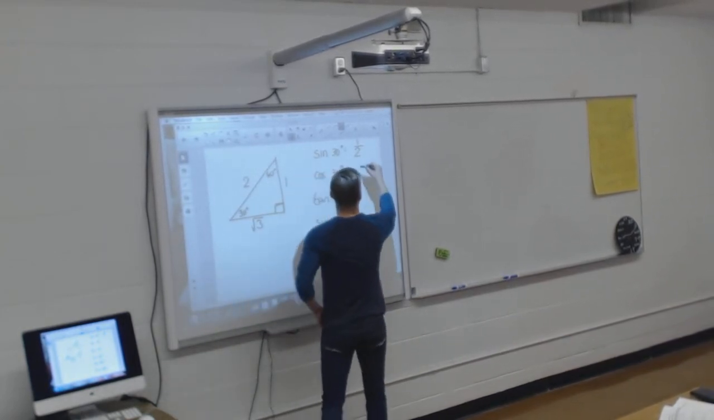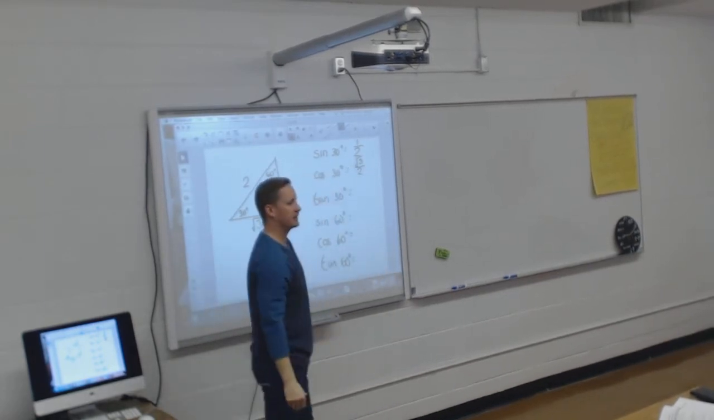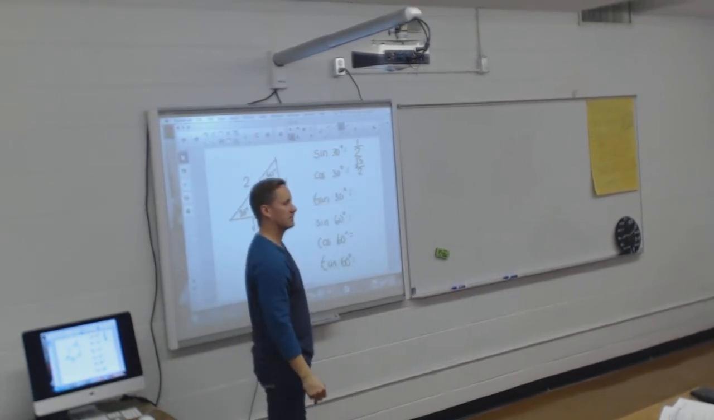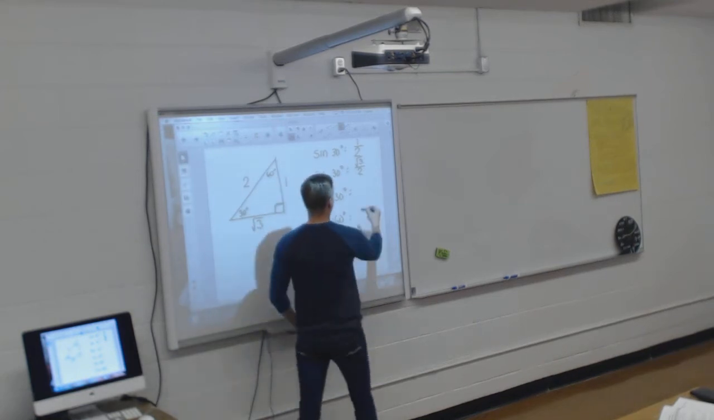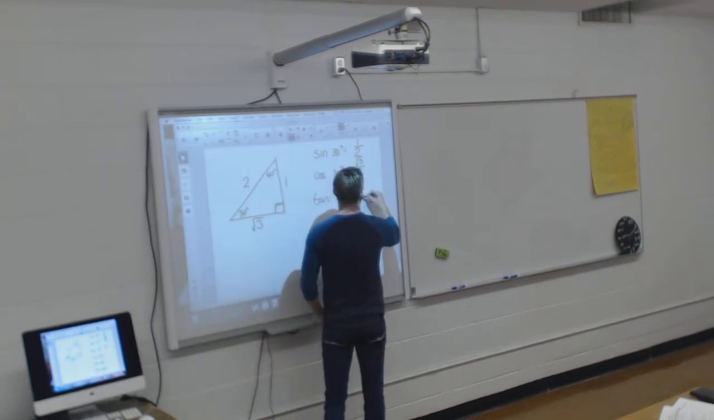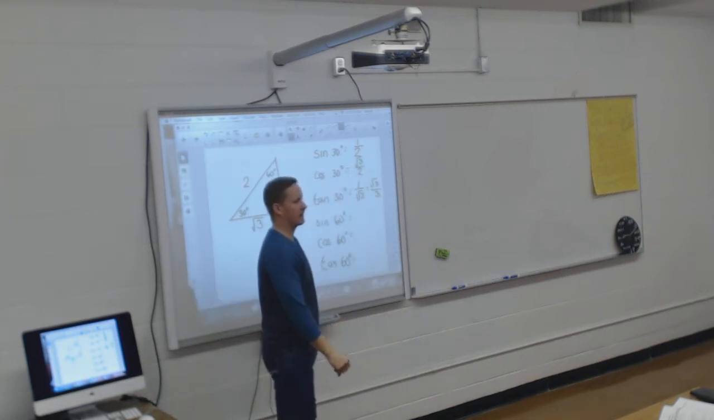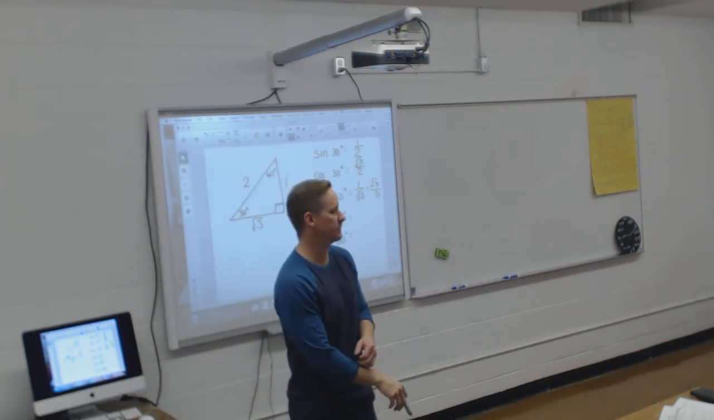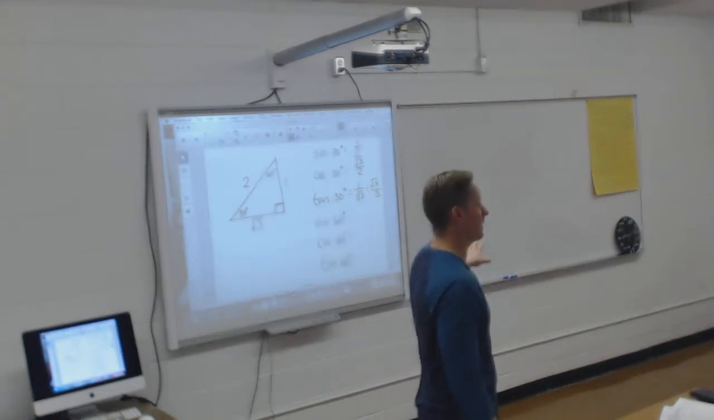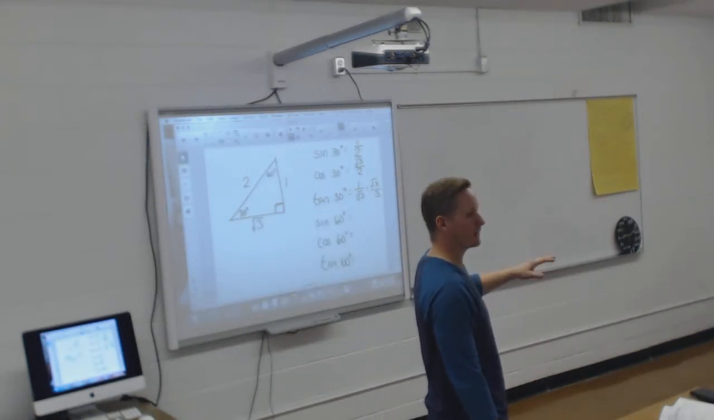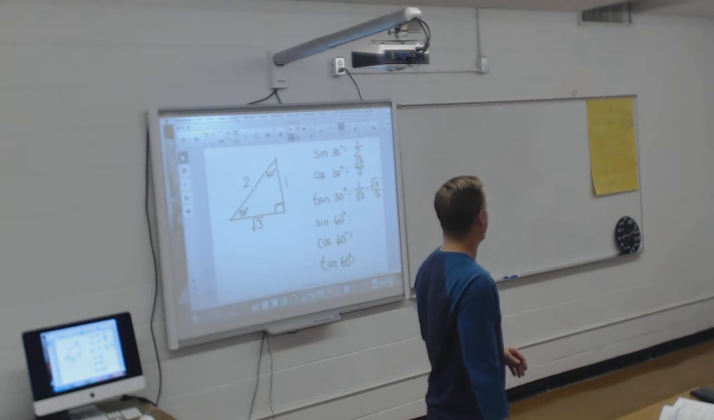Square root 3 over 2. What's the tan of 30 degrees? 1 over square root 3, which we are going to change to root 3 over 3. Okay, we're going to rationalize that. Don't worry about that right now. We have some radical work we have to do that we got to come back to.